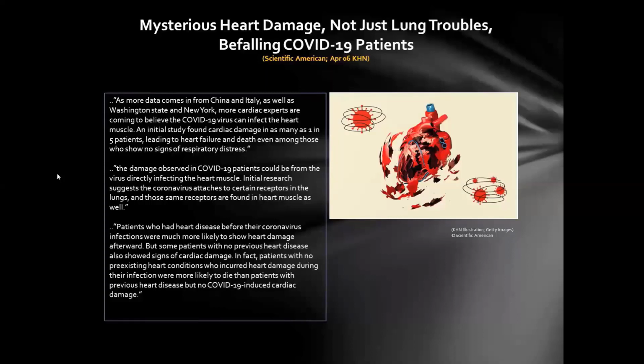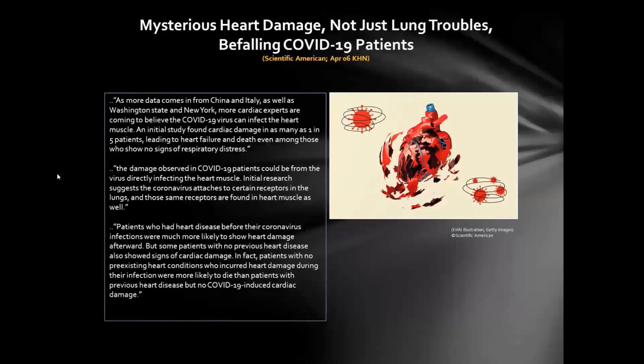The damage observed in COVID-19 patients could be from the virus directly infecting the heart muscle. Initial research suggests coronavirus attaches to certain receptors in the lungs, and those same receptors are found in heart muscle as well. Patients who had heart disease before the coronavirus infections were much more likely to show heart damage afterwards. But some patients with no previous heart disease also showed signs of cardiac damage.